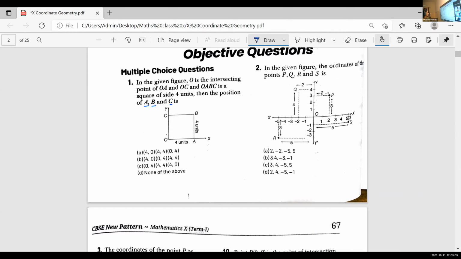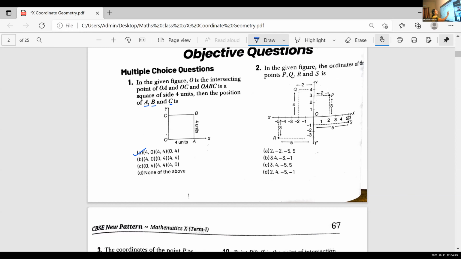The vertex A is... A, B, C. What is the answer? Option A. Yes, Vishnupriya, you are saying something? It's not clear. Option A. Yes, correct. It is the first one. Option A.